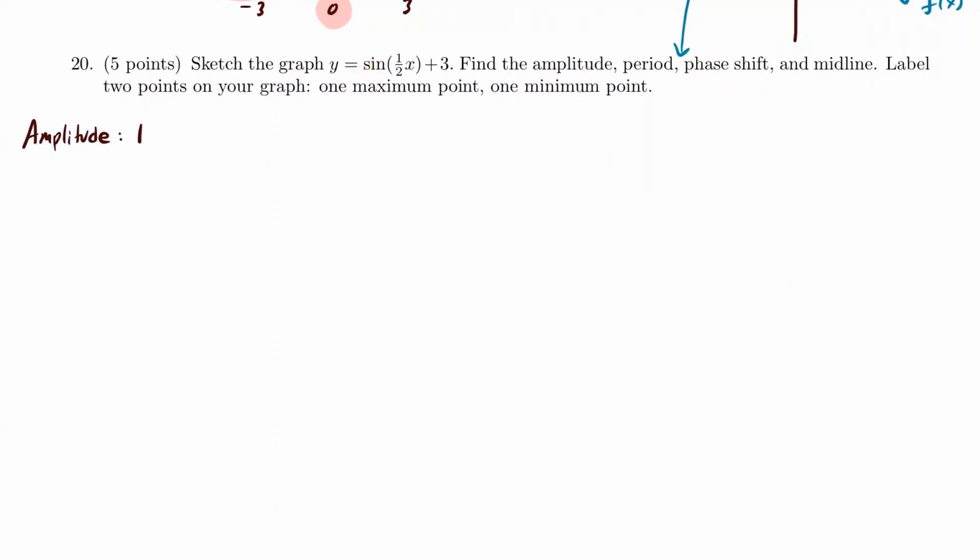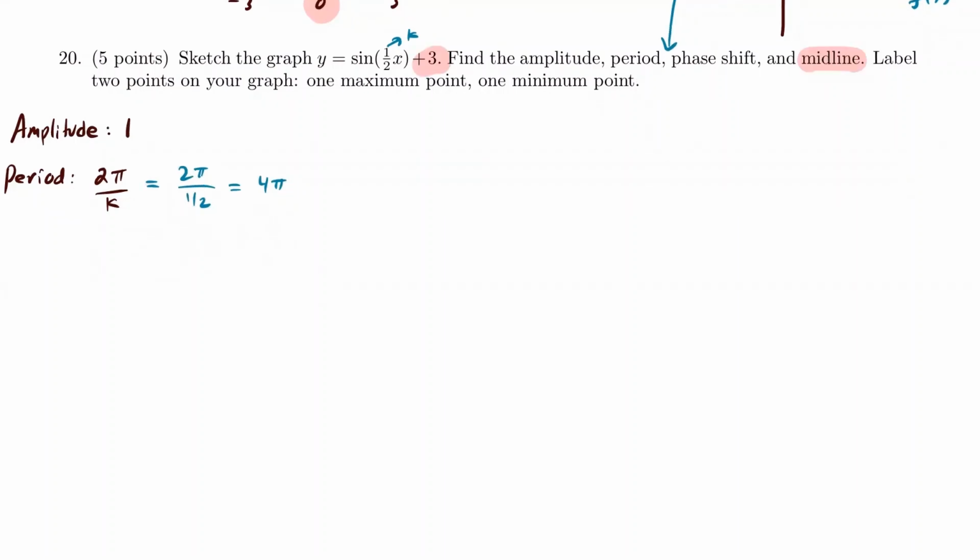Then next thing you want to figure out is the period. Period meaning how long it takes to complete one cycle. So that would be 2 pi over k. And k is often this value right here. That's your k. So in this case, it's 1/2. So this is going to be 2 pi over 1/2, which is 4 pi. So it takes 4 pi to complete one period.